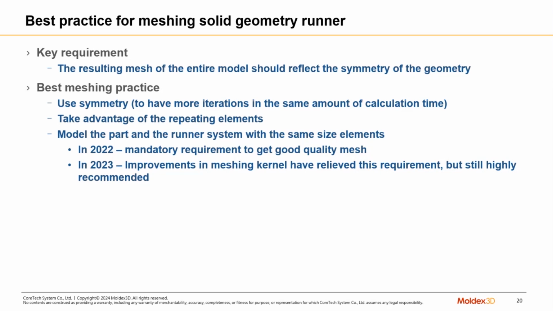Model the part and the runner system with the same size element. What we found is in the 2022 version, it was a mandatory requirement to get a good quality mesh. But in 2023, improvements have been made by R&D in the meshing kernel, and that has relieved this requirement. But it's still highly recommended to model the part and the runner system with the same size of the elements. Right?